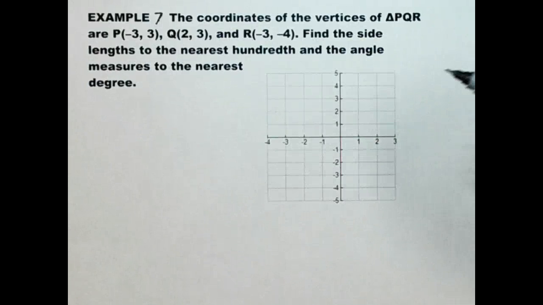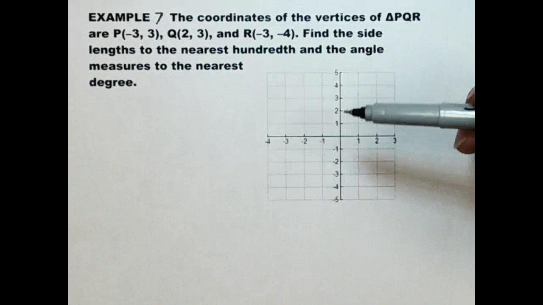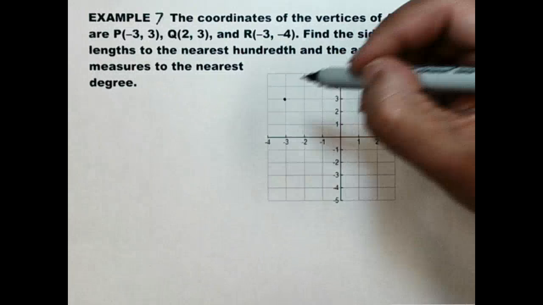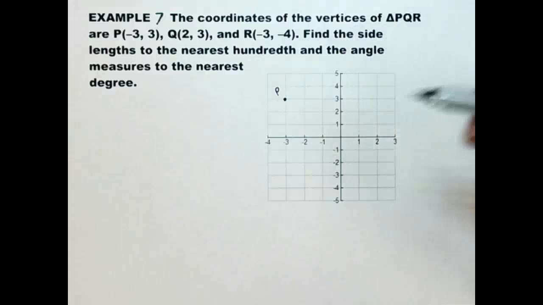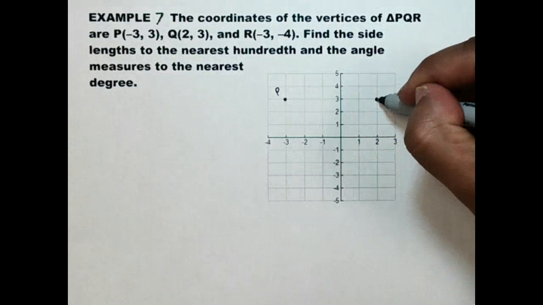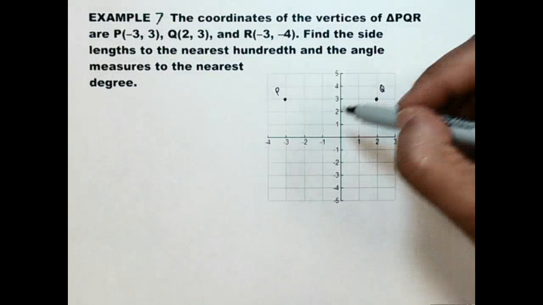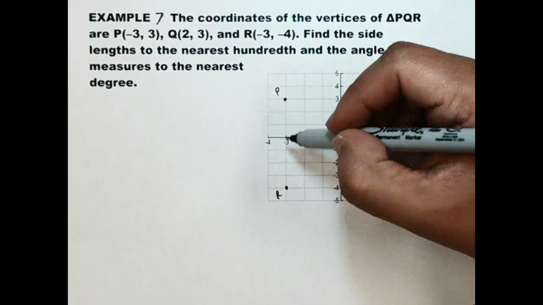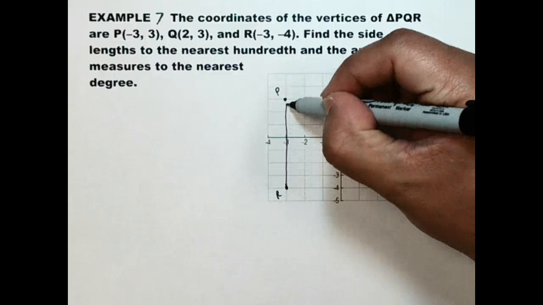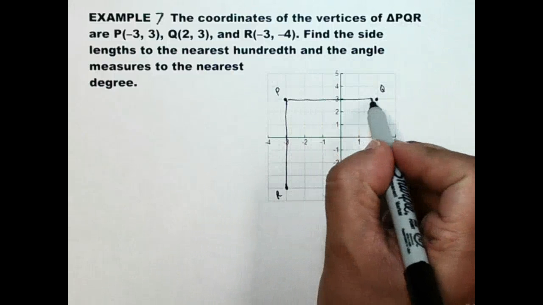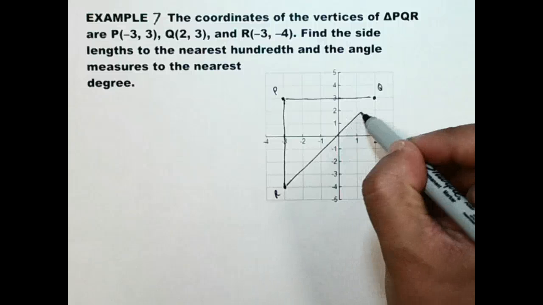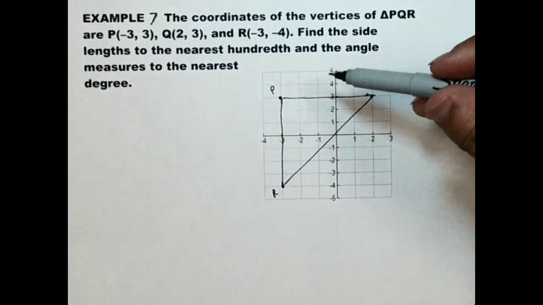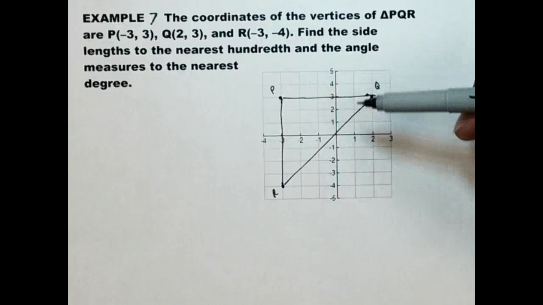All right, for this last example, we're going to do the same things, but we're going to actually put it on a coordinate plane. So the first thing is we need to graph these points: -3, 3, that's our point P; 2, 3 becomes our point Q; and R is going to be -3, -4. All right, so that gives me this triangle here.